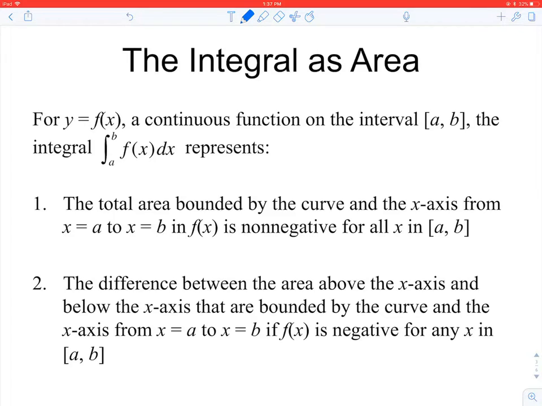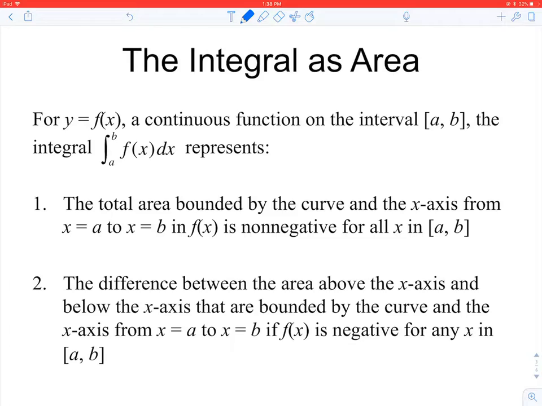So when we evaluate a continuous function on the interval from a to b, the definite integral is either going to represent scenario 1, the total area bounded by the curve and the x-axis from a to b, if f is non-negative. So that was that first picture. If the function is positive on the interval from a to b, the integral from a to b is going to represent the area under the curve and above the x-axis.